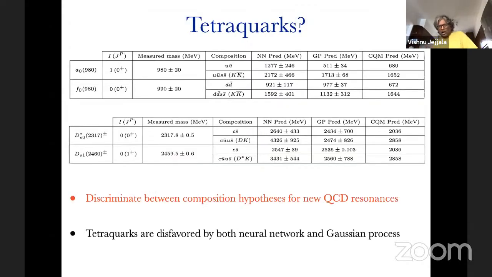In tetraquarks, which have not been discovered at five sigma, there are various different composition hypotheses for the resonances that have been seen. Some of these composition hypotheses are, in fact, molecular bound states of mesons. Other composition hypotheses are just very excited mesons. It turns out that the neural network and the Gaussian process both favor the non-tetraquark hypothesis for these predictions. So one of the utilities of this process is to discriminate between the various composition hypotheses.